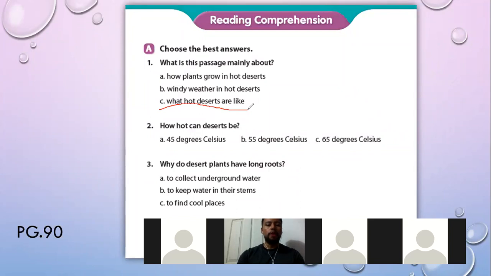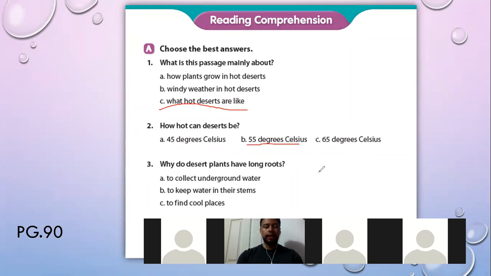Okay, go ahead. Monica, please read number 2 and read the answers, please. How hot can deserts be? 45 degrees Celsius, 55 degrees Celsius, 65 degrees Celsius. It's talking about the temperature. B, 55 degrees Celsius. Thank you, Dimitri. Thank you, Monica. Exactly. 55 is the temperature. Good.